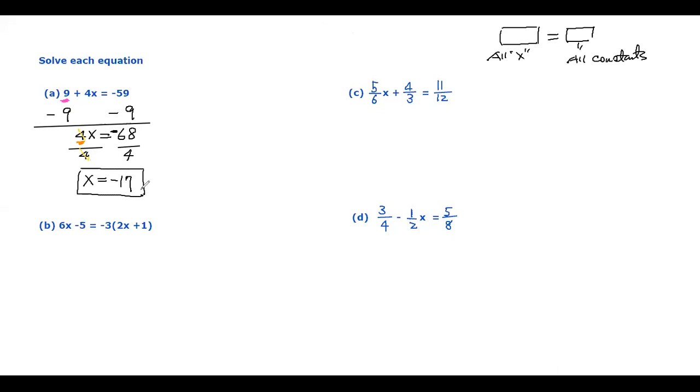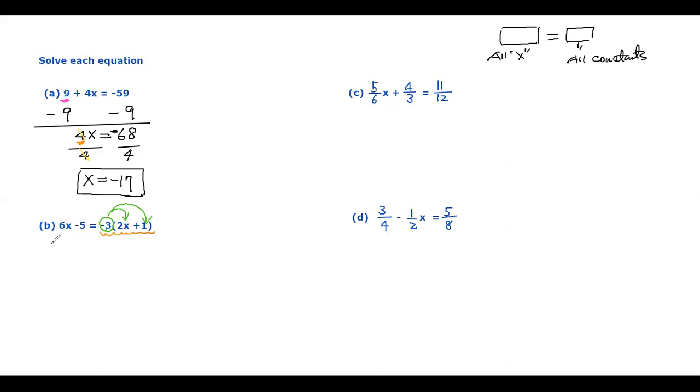Now let's take a look at part B. 6x minus 5 equals negative 3 times 2x plus 1. Remember, parentheses take priority. In order to put all the x's on one side and all the constants on the other, the first thing I need to do is break out this parenthesis. How do I break it out? Remember what we called it? I need to use the distributive property.